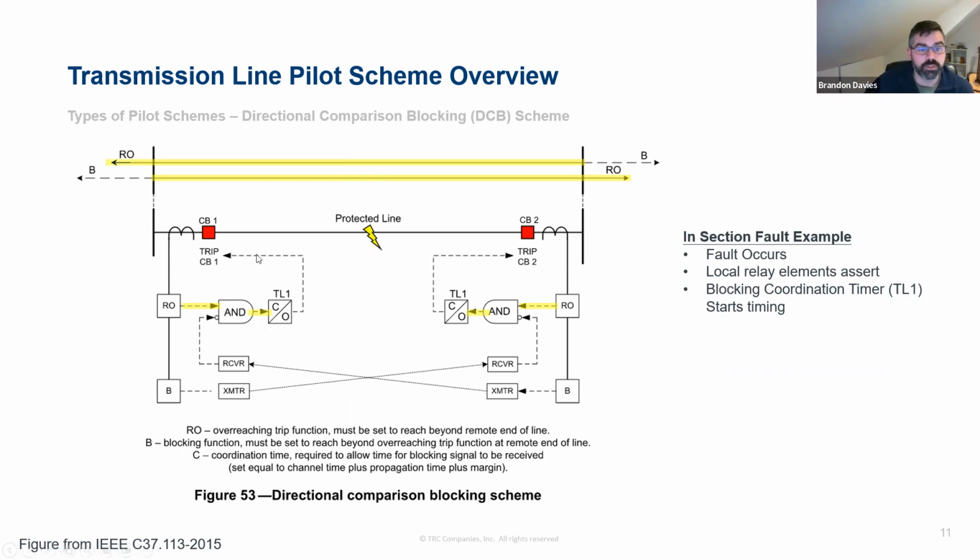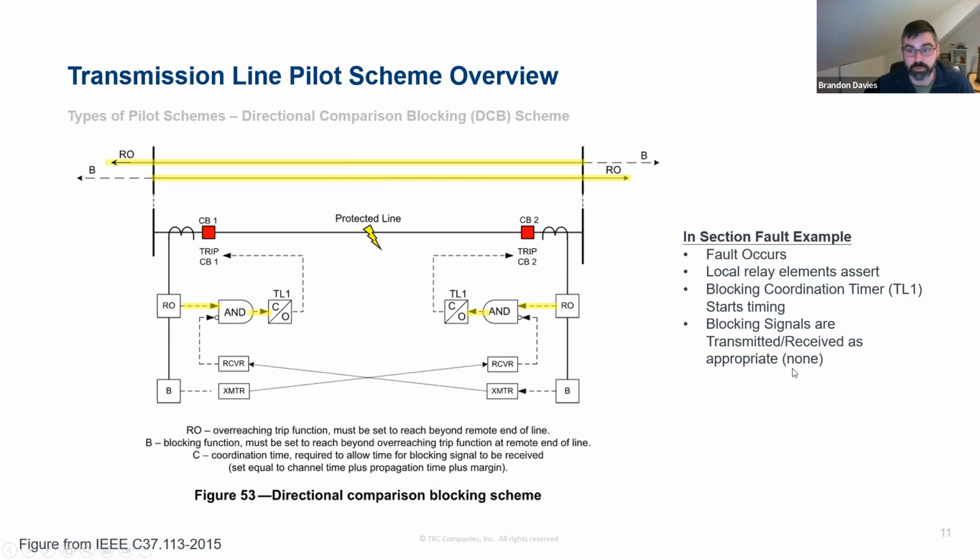So we've got this timer, TL1, that's our blocking coordination timer, that we set with some pickup on it that gives that blocking signal time to get from one terminal to the other. So in this in-section fault, this AND gate is satisfied because we're not receiving a block and we see a fault in front of us. So the timer times out. And this is usually set to 2 to 3 cycles. It's fairly quick. Basically, we just need to look at the communications path and say, how fast can we get a blocking signal from one terminal to the other, and set it with some margin above that. So at this point, the timer's timing because we're not receiving a block.